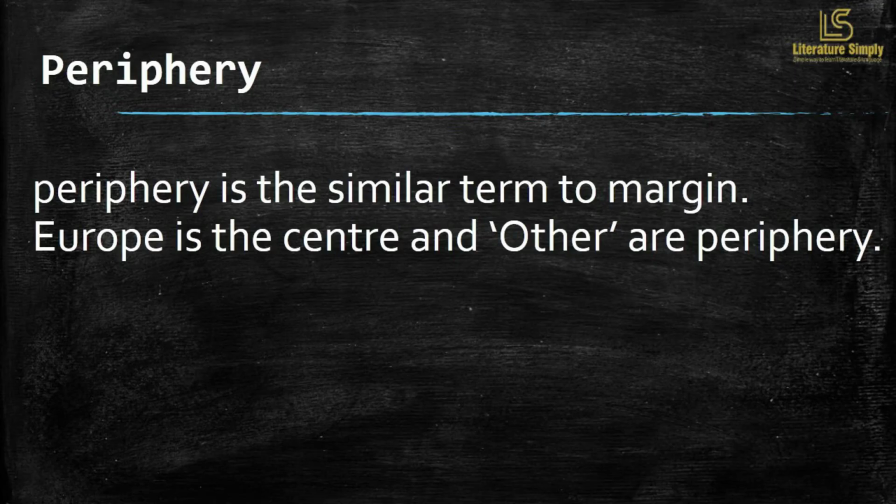And here we have the last term, the 15th, periphery. It is like other and marginality. Periphery is a similar term to margin. Europe is the center and others are periphery. So these are some of the terms and concepts used in post-colonial theory and literature.